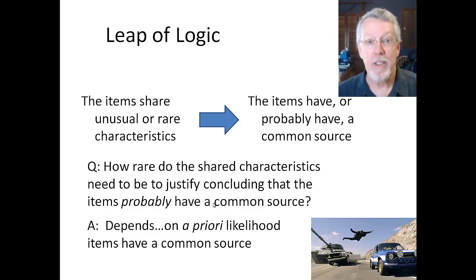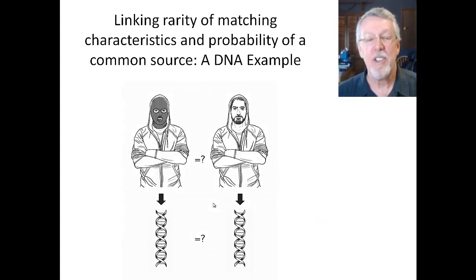How rare does the shared characteristic have to be to say that two items have a common source? It all depends. To illustrate this, let's talk about a DNA case. Let's assume that a criminal perpetrator commits a crime and leaves DNA at the scene. And let's assume that police have developed a suspect and taken a DNA sample from him. The DNA samples are compared and found to have the same DNA profile.